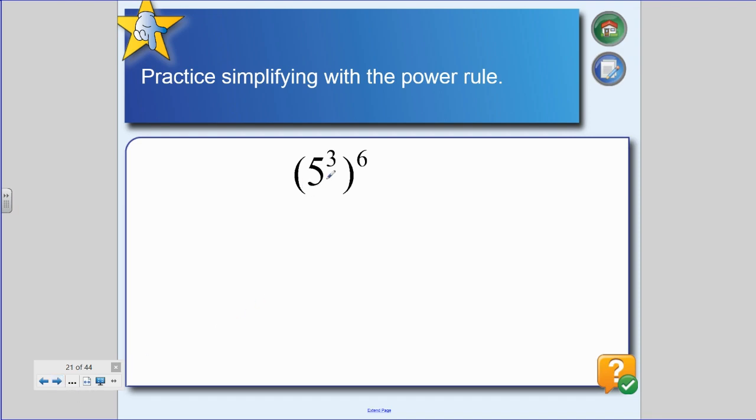If we had 5 to the 3rd raised to the 6th power, the power rule says that when I've got an exponent outside of parentheses with exponents in it, all I'm going to do is multiply in, and that's 5 to the 3 times 6, which is 5 to the 18th. I'd have 18 5s all multiplying each other. Or when in doubt, stretch it out.